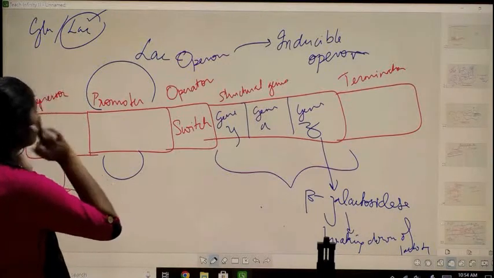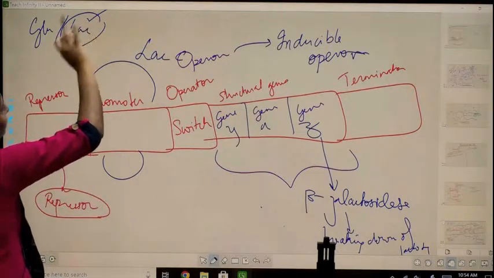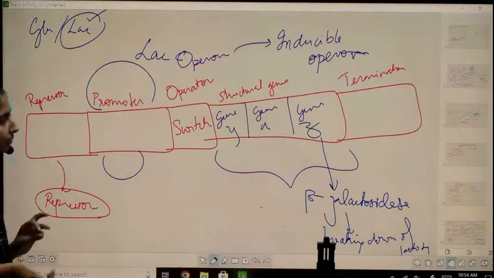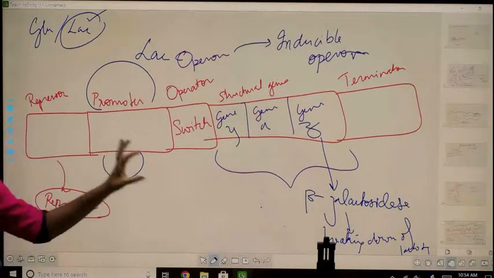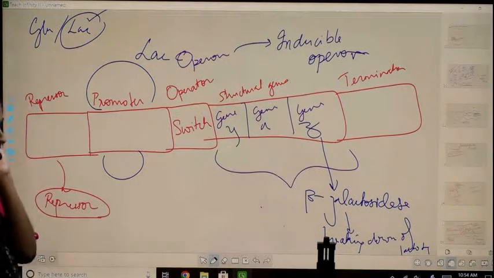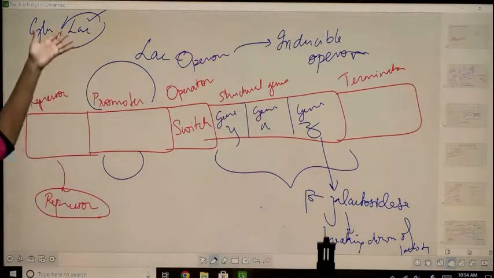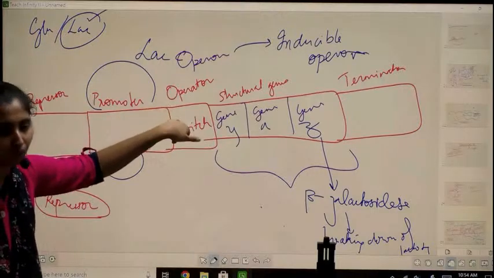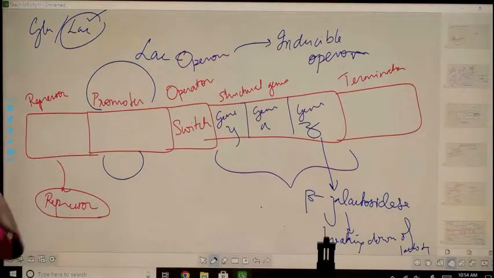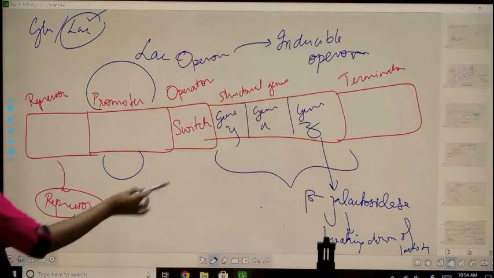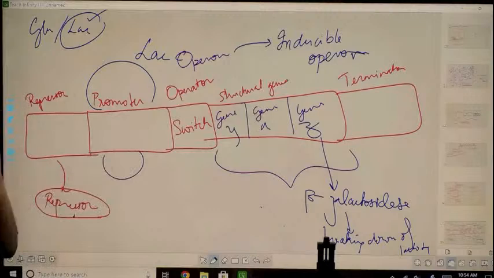When lactose is present in the medium, my bacteria has to take lactose and utilize it. So this operon should be functional then. But when lactose is absent, this operon should be switched off. So when lactose is not present in the medium, what is happening? The repressor goes and binds to the operator and stops the lac operon.